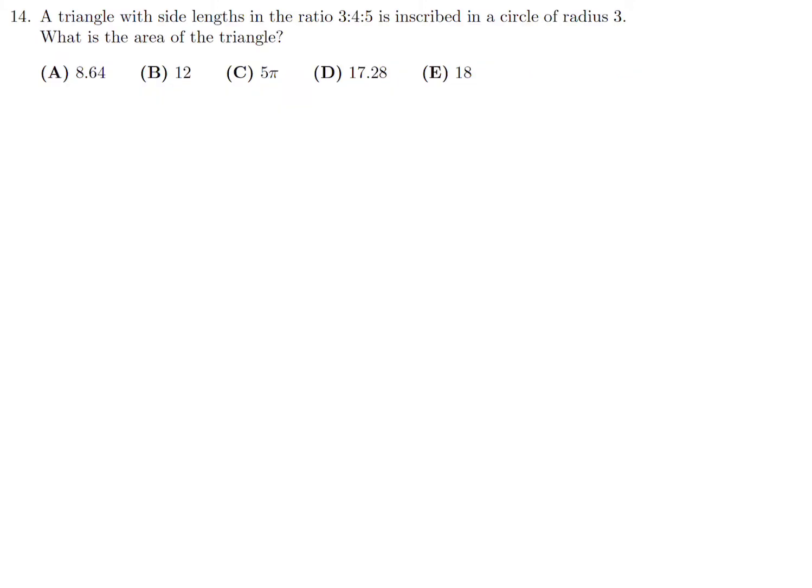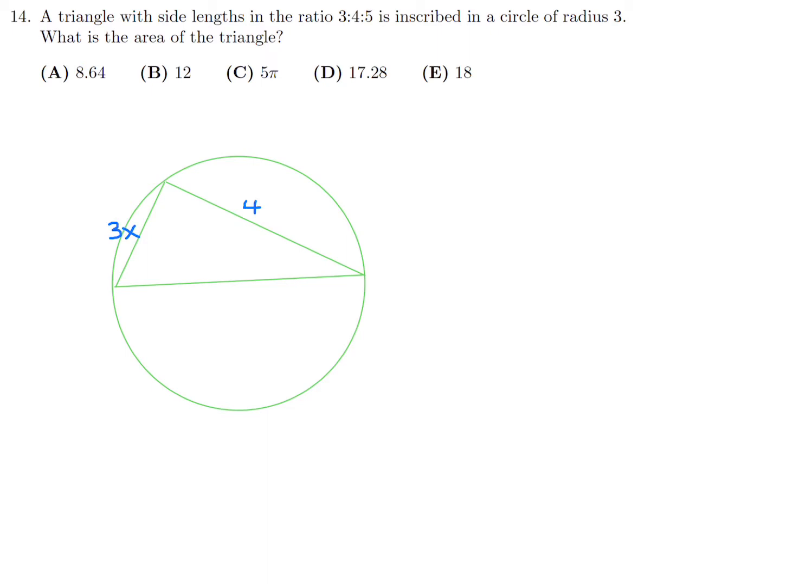A triangle with the side lengths in the ratio 3, 4, 5 is inscribed in a circle of radius 3. What is the area of the triangle? So first we have a circle, and then we've got this triangle, and it has a certain side ratio, 3, 4, 5. Since 3, 4, 5 is the ratio, I'll call the sides 3x, 4x, and 5x. It does not mean that those are the lengths of the sides.